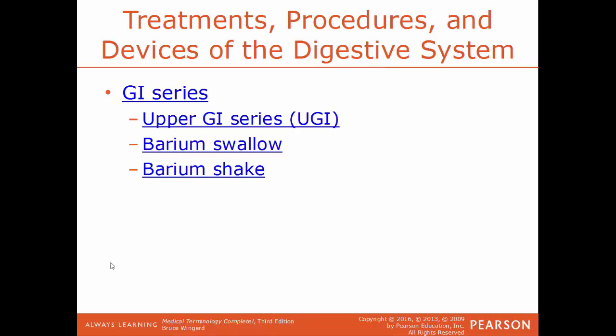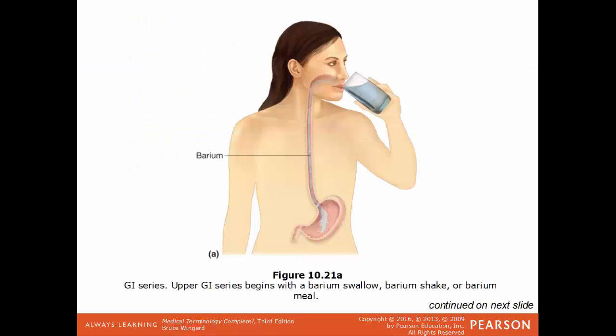The first term here, upper GI series, or UGI. The upper portion of the GI tract would include the mouth, the esophagus, the stomach, and the duodenum. And the next two terms, barium swallow or barium shake, both reference the solution that has to be taken by the patient in order for the GI series to be able to work properly. And here's how that would work. In this illustration, the patient is drinking the solution, so that would be a barium swallow. And then that solution would coat the entire length of the GI tract.